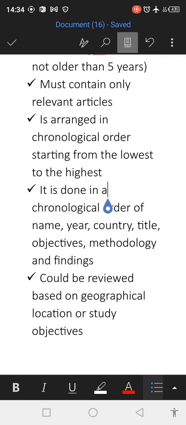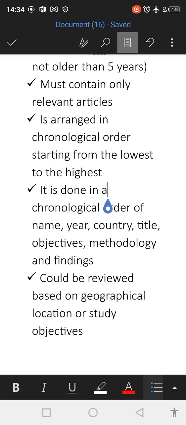All right, the next one is that your empirical review must be arranged in chronological order, starting from the lowest to the highest. What am I trying to say by this? If you want to review your studies, study 1 must not be from something that was done in 2023, and then study 2 is 2020, then study 3 is 2019, study 4 is 2022. You understand? If your base year, what do I mean? That is, the minimum year you are starting from is 2020.